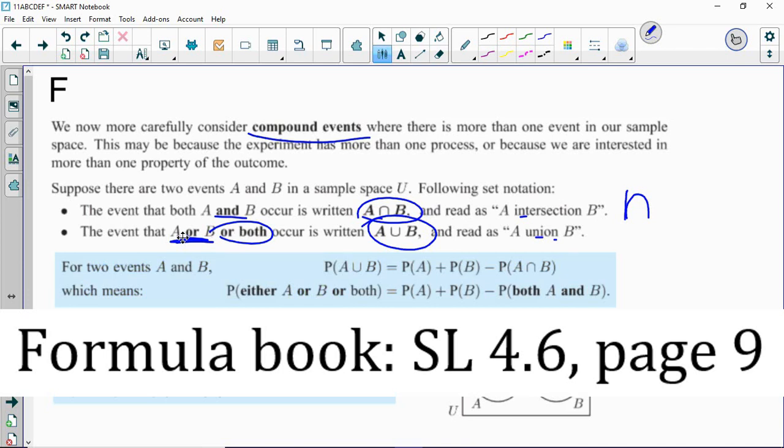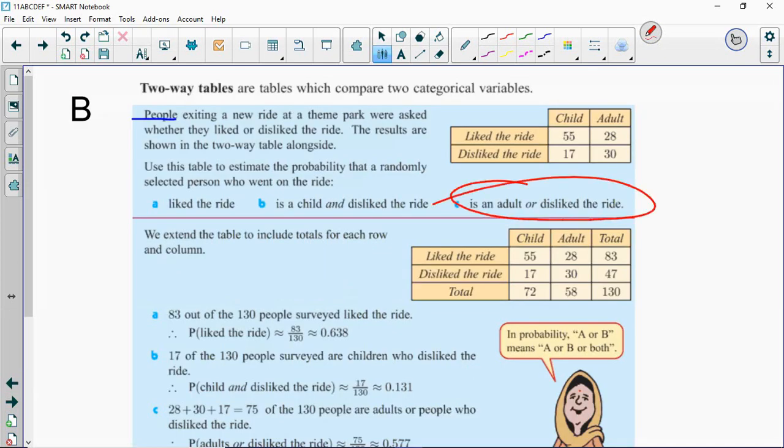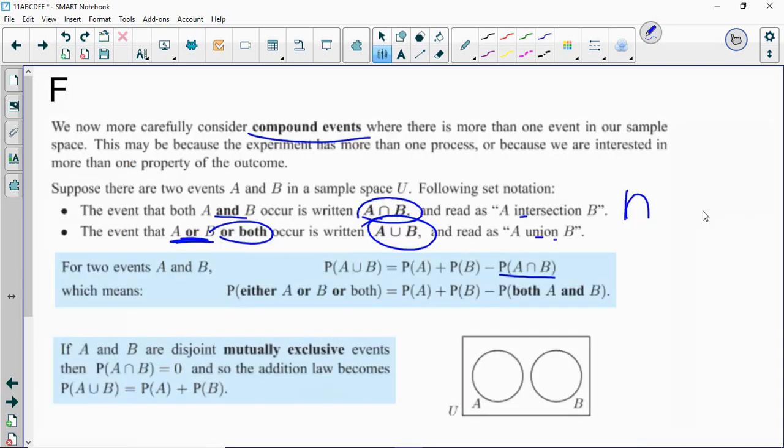The probability of A or B is equal to the probability of A plus the probability of B minus their intersection. So remember this problem here when we had an adult or disliking the ride. I looked at the adults, I looked at disliking the ride, but then I had to subtract away the intersection because it was going to be double counted. So that's exactly what's happening here.